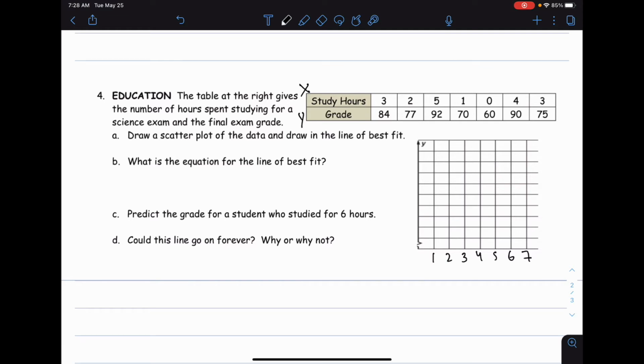And I'm going to go by tens. 10, 20, 30, 40, 50, 60, 70, 80, 90, 100. Now for 1 hour, it is 70. So here's 70. For 2 hours, it is 77. So it's here. For 3 hours, it is 84. For 4, it is 90.